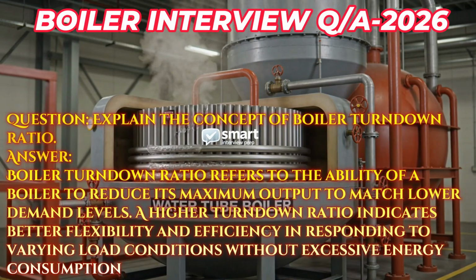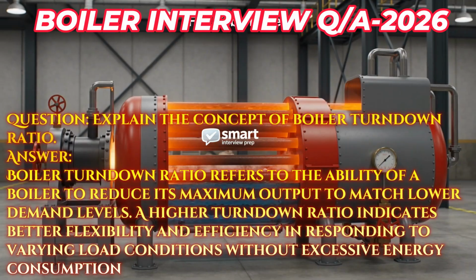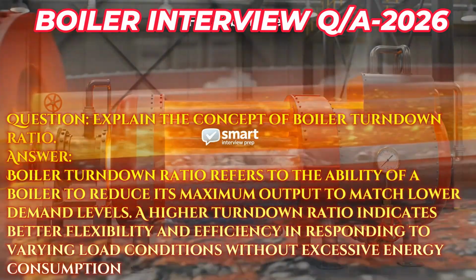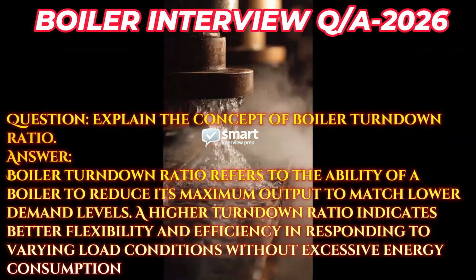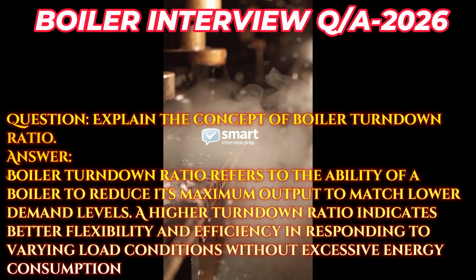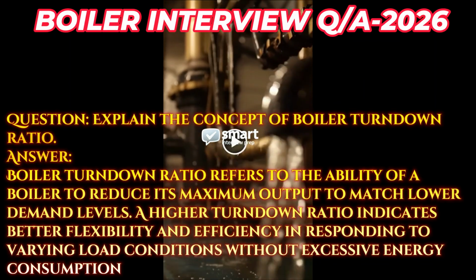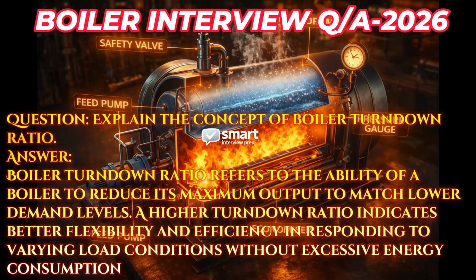Question. Explain the concept of boiler turndown ratio. Answer. Boiler turndown ratio refers to the ability of a boiler to reduce its maximum output to match lower demand levels. A higher turndown ratio indicates better flexibility and efficiency in responding to varying load conditions without excessive energy consumption.